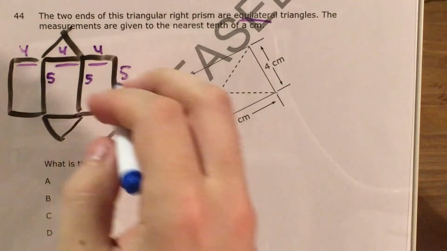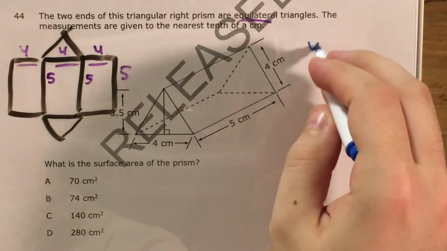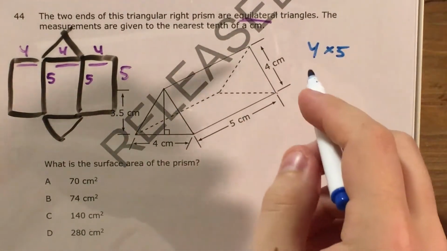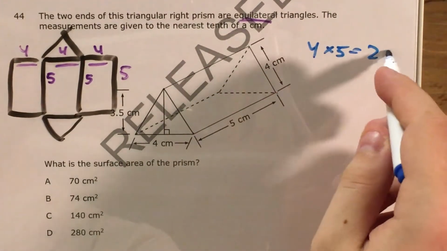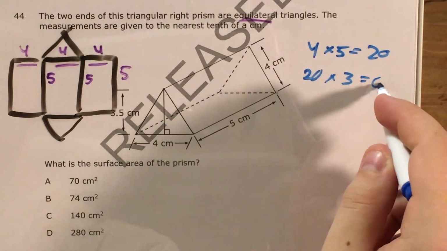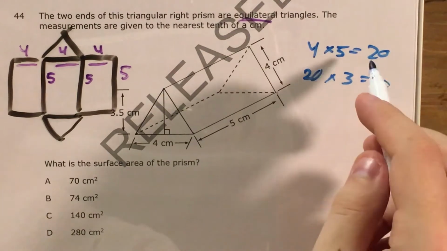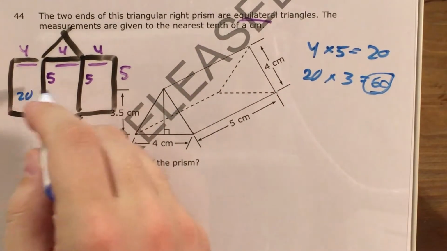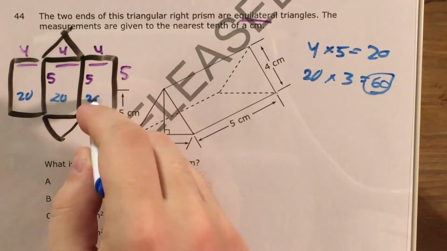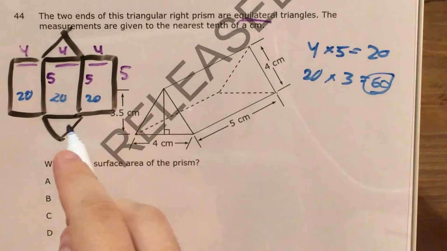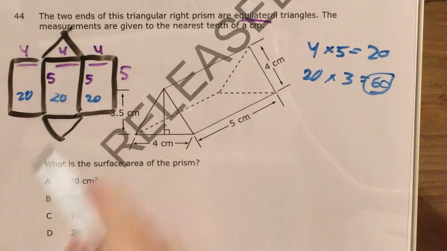So I'm just going to have to find what 4 times 5 is, and then take 3 of that, or multiply it by 3. So 4 times 5 is 20. 20 times 3 equals 60, which means that the total area of each of these rectangles, if it's 20, 20, and 20, is 60.